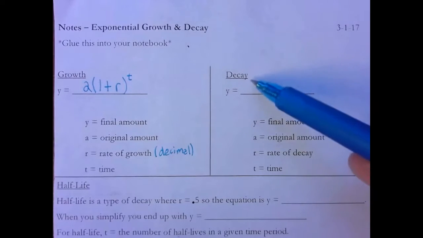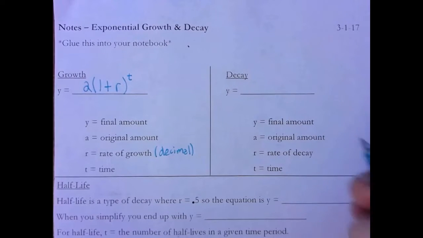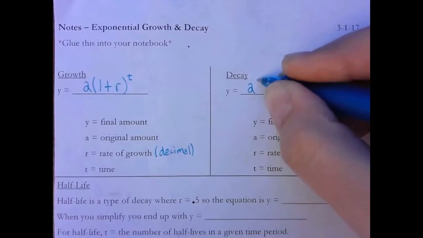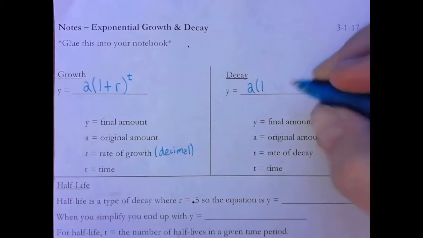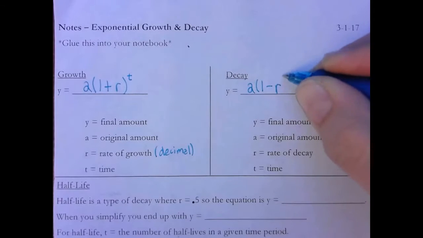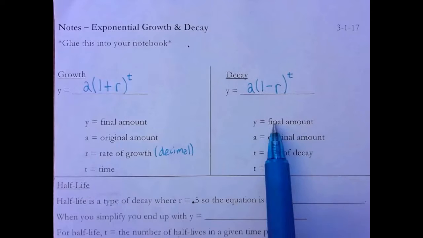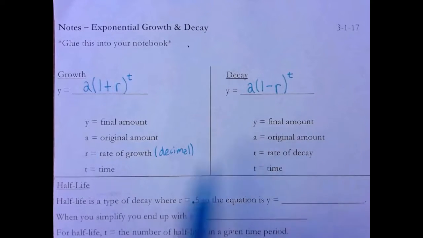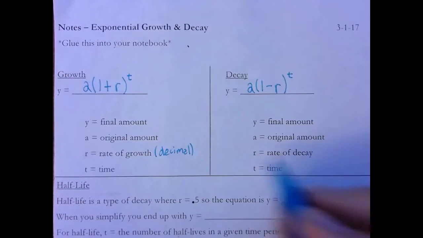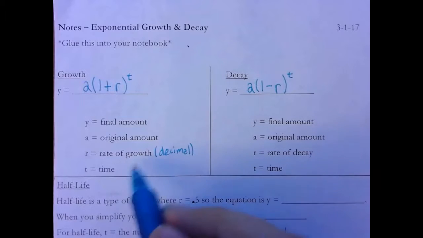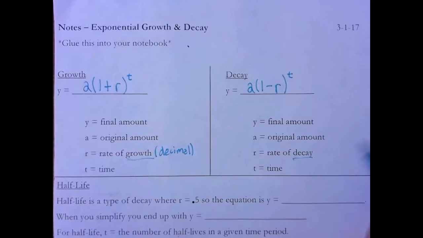All right, let's look at the equation for decay. It's going to be really similar. You have a, 1, but you're going to subtract r, and it's still to the t power. Notice nothing's changed with what they mean. y is still the final amount, a is still the original amount, and t is still the time. r, instead of being the rate of growth, my bad, is the rate of decay, and it's still got to be a decimal.